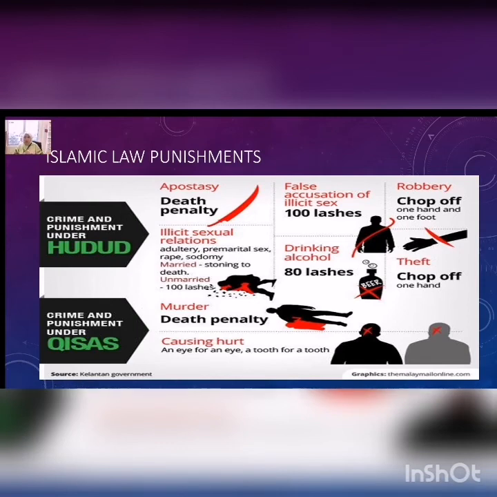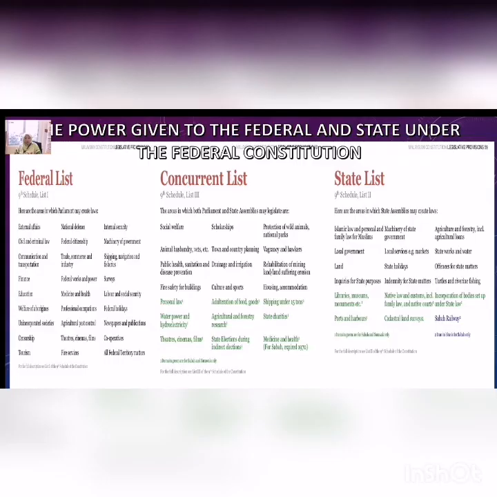If you are charged for theft, you cannot claim to be tried under hudud, because hudud doesn't conform with the federal law. The theft is already in criminal law, as you can see here. So there is a conflicting power.